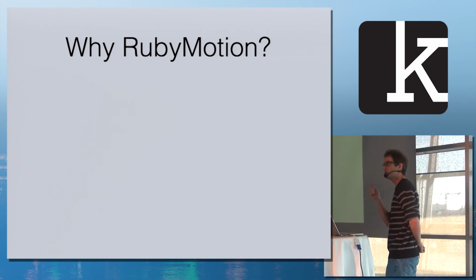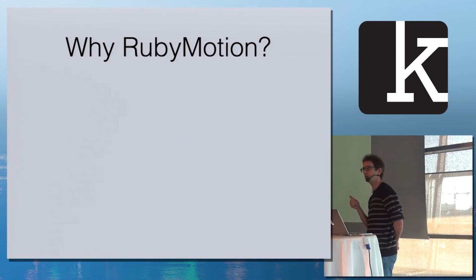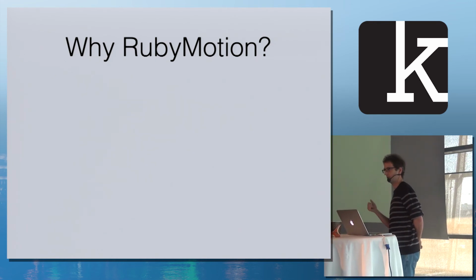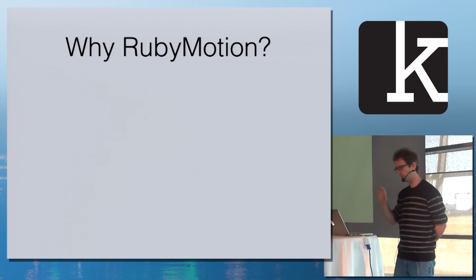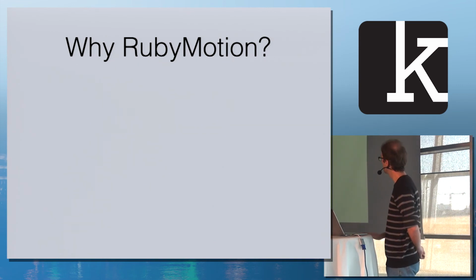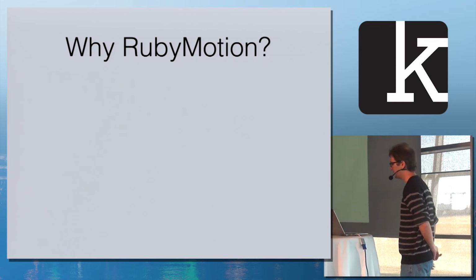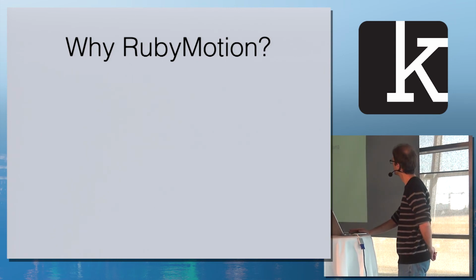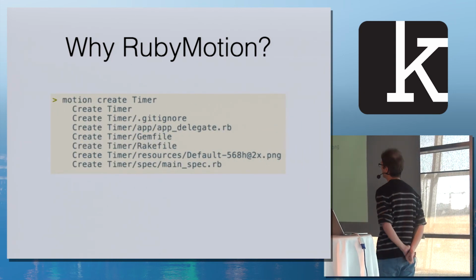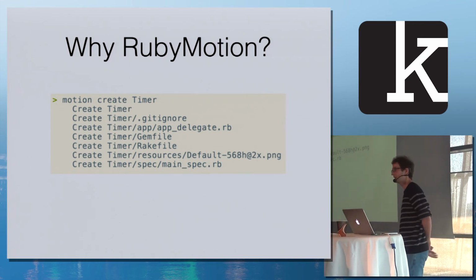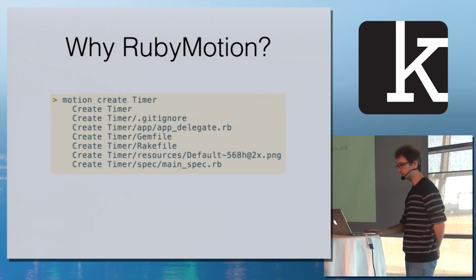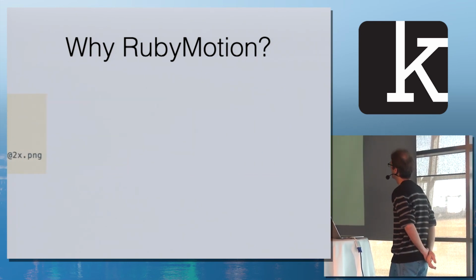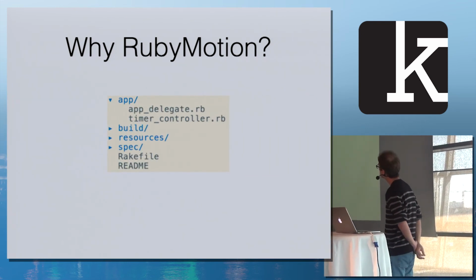Well, RubyMotion is built on a more Unixy philosophy, right? Everything from the command line. So hopefully you are okay with the command line, because you're going to start your project by running a command, motion create, and the name of your application. Done. Okay, we've got a couple of files, right? So a pretty simple file tree.